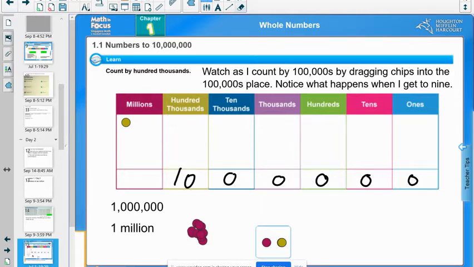Grab my eraser. Trade back for my pen. 1, 2, 3, comma, 1, 2, 3, comma. So your thousands period, your ones period, and then of course your millions period. So ten 100,000s equal 1,000,000. Just looking at that another way, a visual way, using the manipulatives.